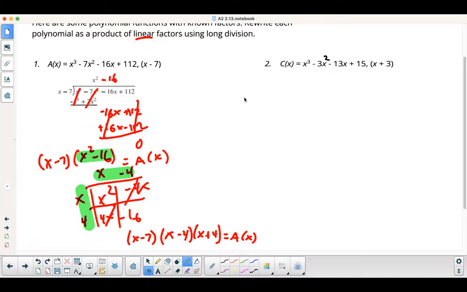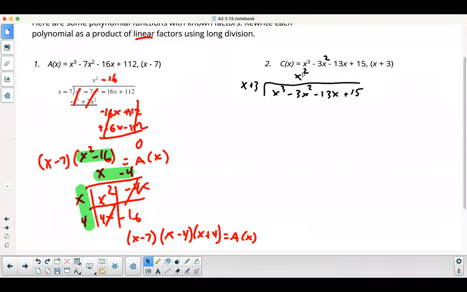Okay, so I'm going to start here with the x plus 3. I'll put the x cubed minus 3x squared minus 13x plus 15. If I skip any powers, I got to replace them with a 0 coefficient. So I look at the x and the x cubed and I say, okay, I need to multiply that by x squared. Now I wrote it over the x cubed. It might be better to write it on top of the squared so you keep everything lined up. And then I multiply or distribute. x squared times x is x cubed. x squared times 3 is 3x squared.